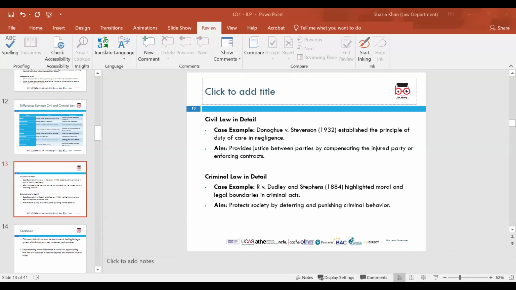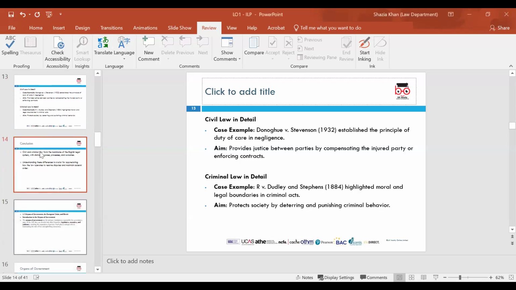Then you have the example of the R v Dudley case in regards to criminal law, where it identified moral and legal boundaries to criminal acts. Here, the defence of necessity was not available as a defence for murder, and it was not possible to justify the killing of one individual in order to save the life of another. So this is a really famous case in regards to criminal law.